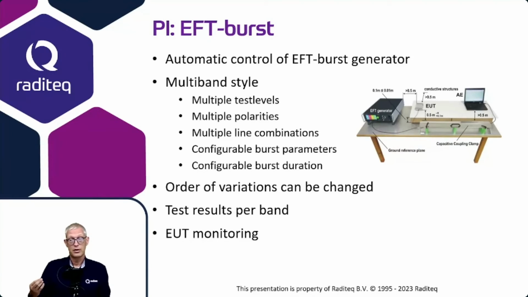Also in this test, per band, per configuration, the test results can be noted down by the engineer. So it's easy to track down what happened in which situation, at which test level. So it's very flexible to review the test information. Also, EUT monitoring is possible. So we have automated measurements of the EUT, and the measurement results of the EUT will be shown in a graph. So it can be tracked down during the EFT test if the EUT is influenced. All automatically supported now.